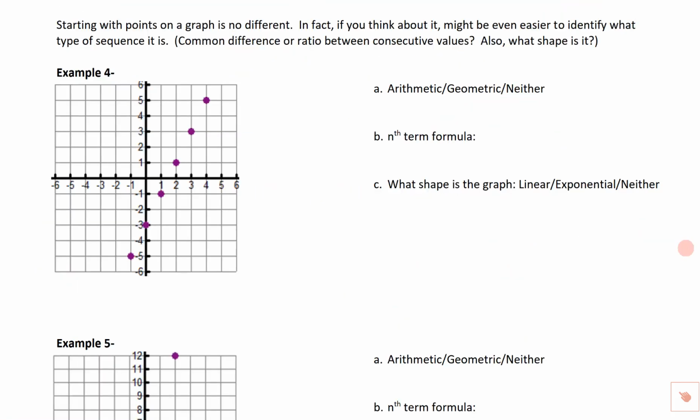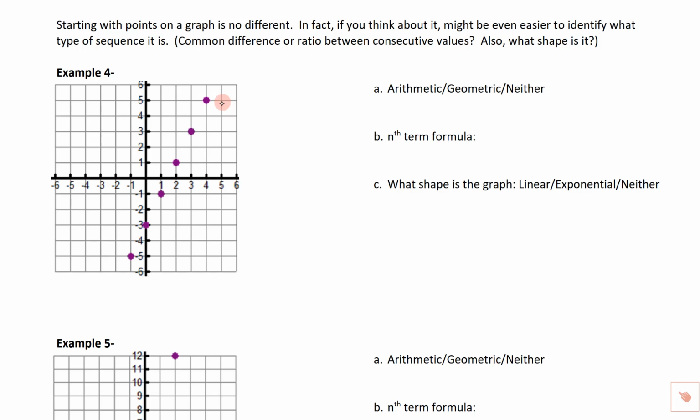Okay, we're on the other side, and we're going to start with points on the graph, and that's really no different because all the points are here is a different way of writing down an XY table. So this point right here is 1, negative 1. This point right here is 2, 1. So instead of having these organized in a table, we've got these organized in a graph.